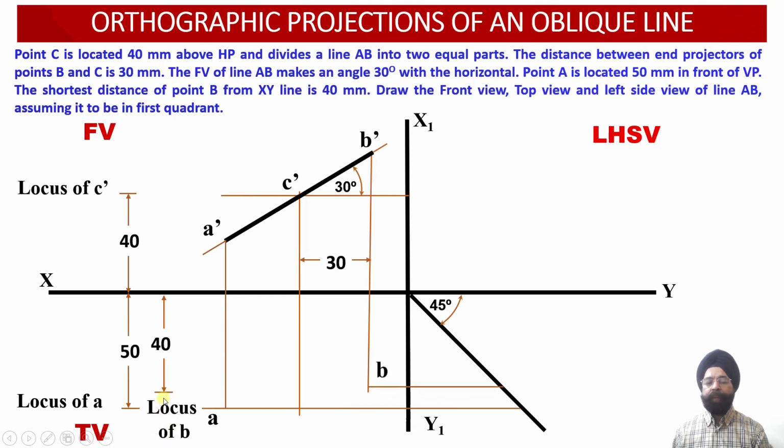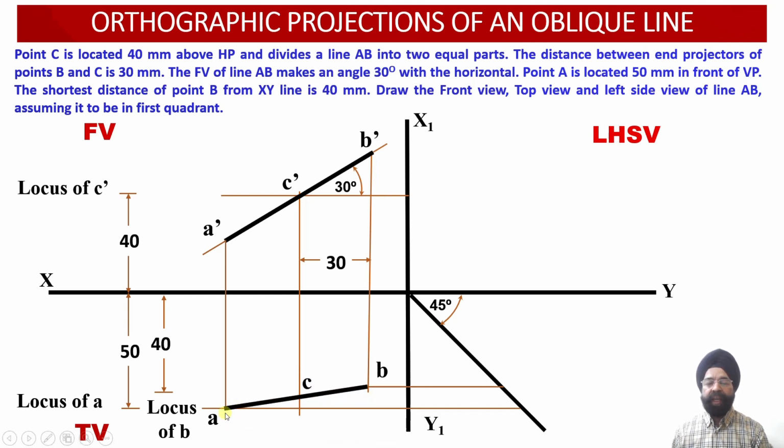Once we obtain the locus of point B, we are going to draw again a horizontal locus line, and this horizontal locus line should intersect with the vertical projector line which is emerging from the point B dash. This intersection point provides us with the location of the point B in the plan. So the location of point A in the plan has been evaluated. The location of point B in the plan has been evaluated.